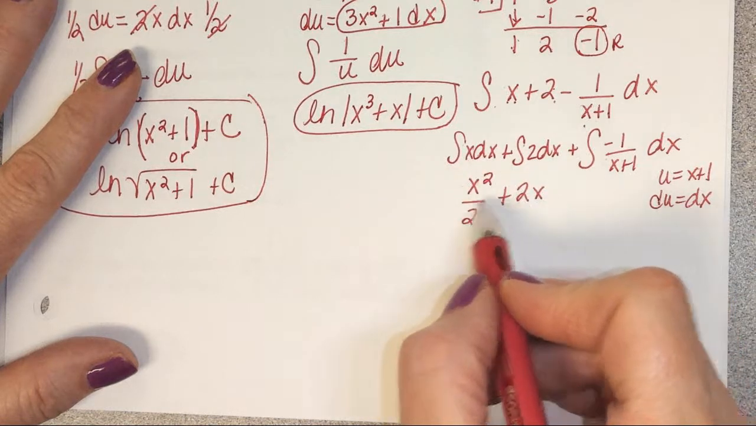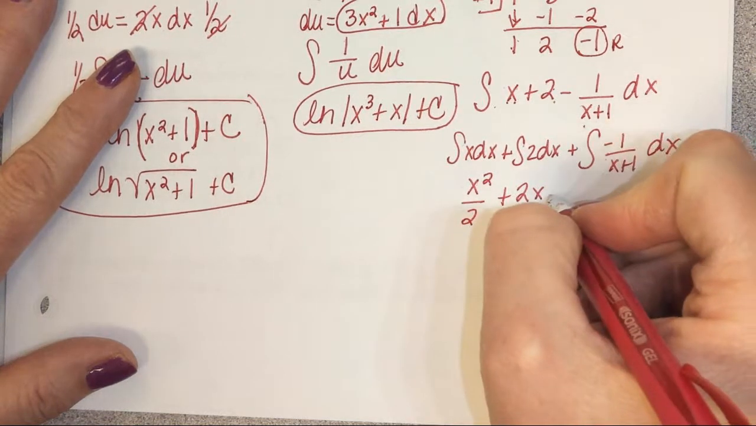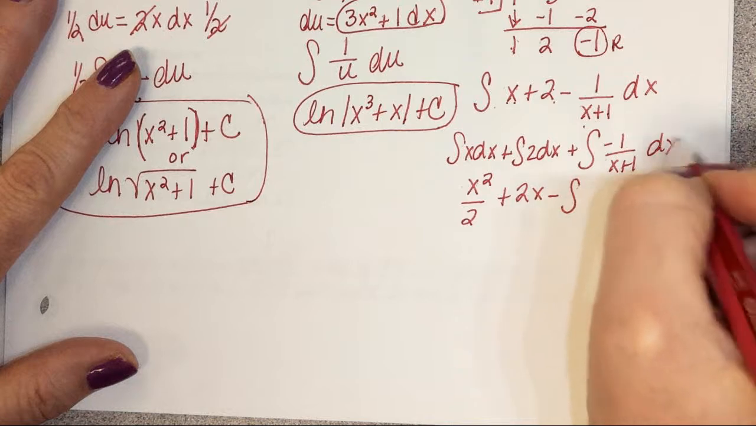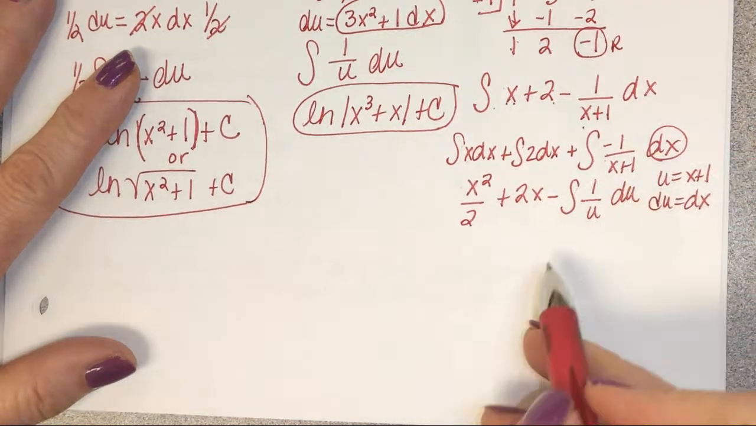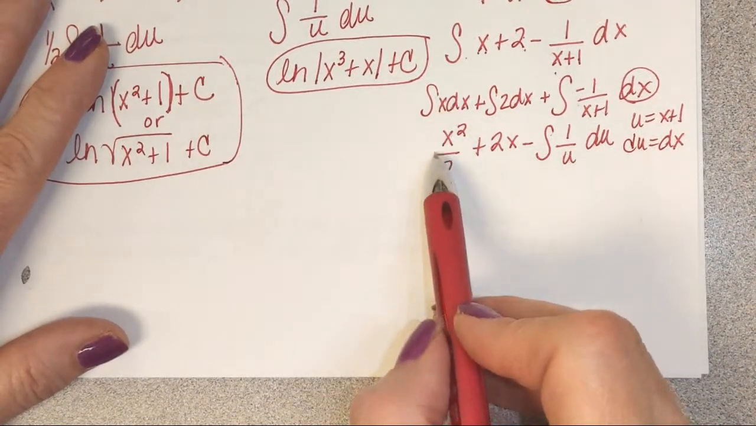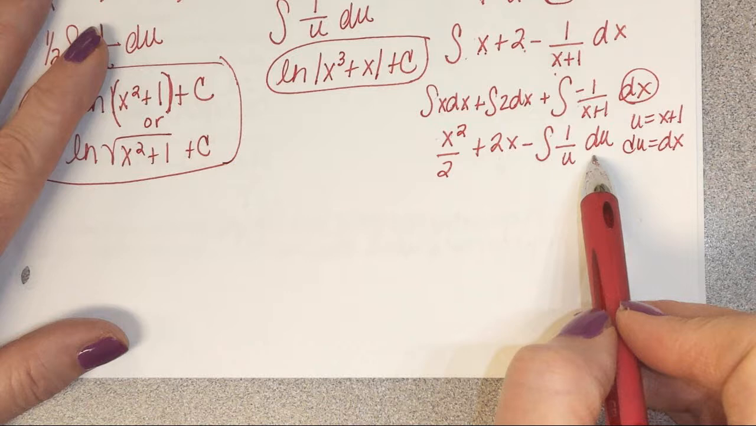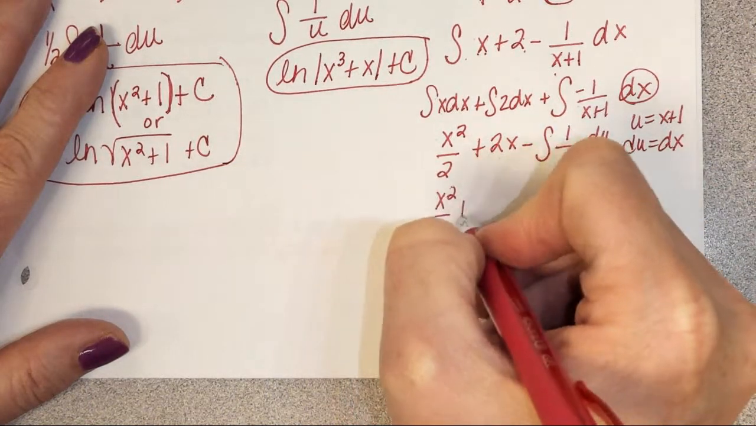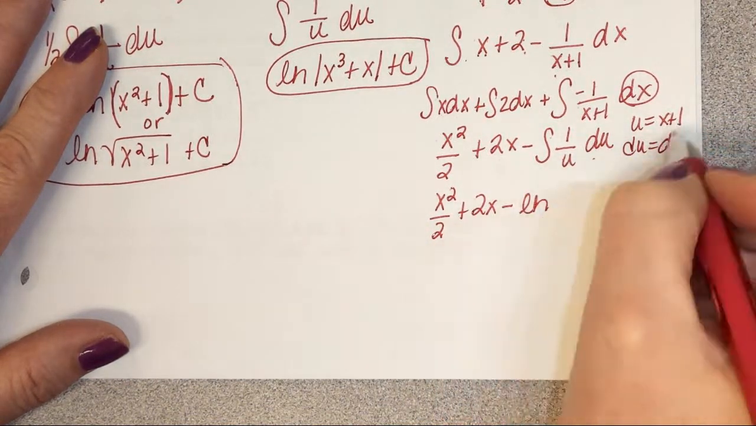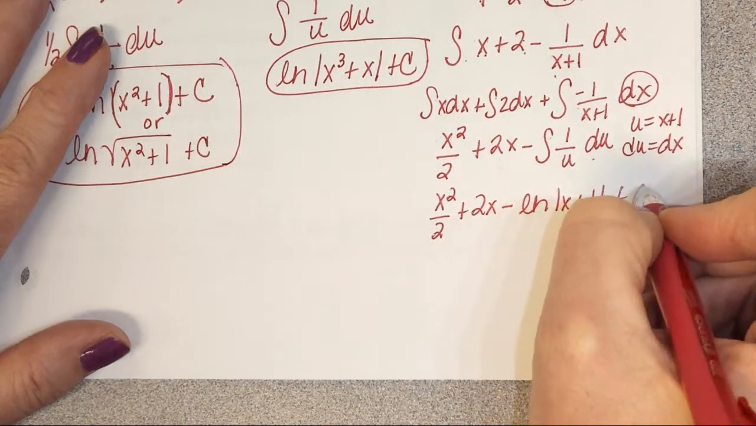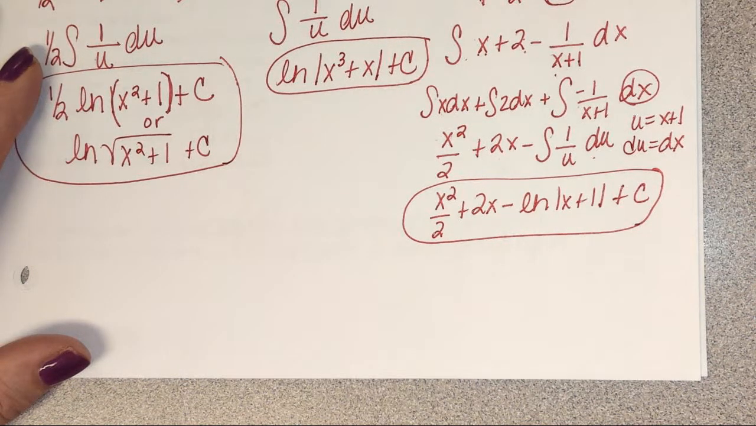I've already integrated these, though, so they don't have integral symbols because I already did them. But this one I did not do yet. So this one turns into minus the integral of, and then here's du. I'm going to have 1 over u du. Once again, this has been integrated, this has been integrated. This one, to integrate, I had to do a u sub. So here's my answer. X squared over 2 plus 2x minus the integral of 1 over u is natural log of the u, absolute value, plus c. All right? That's it.